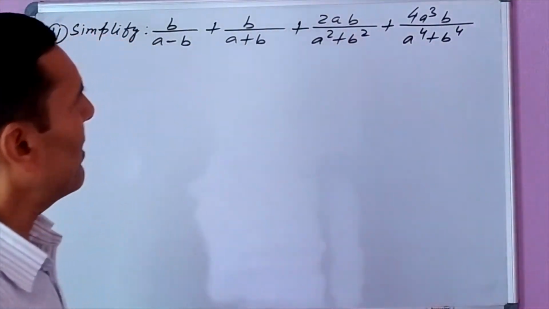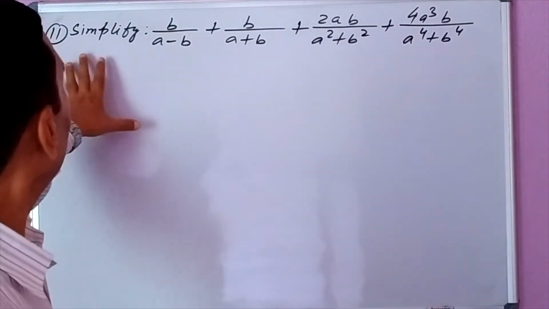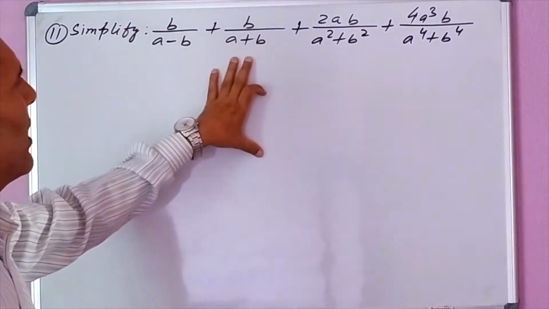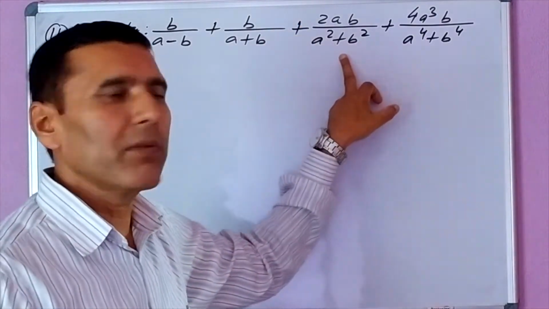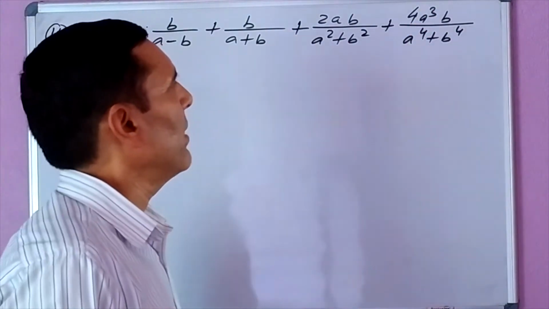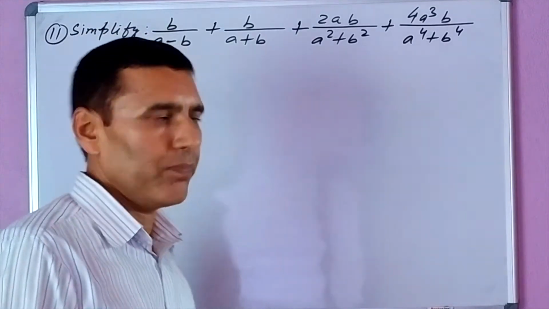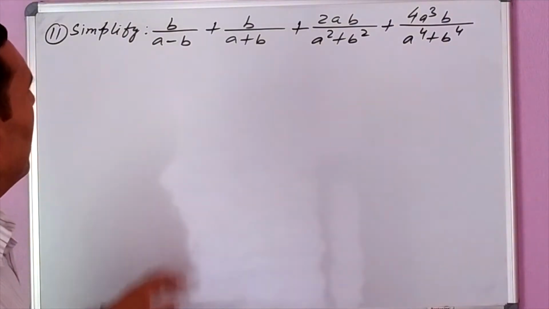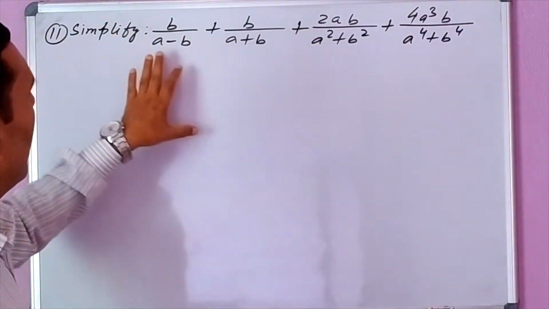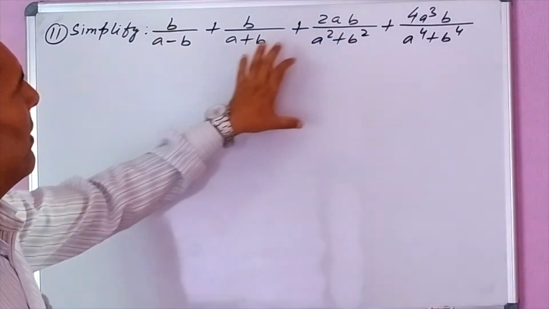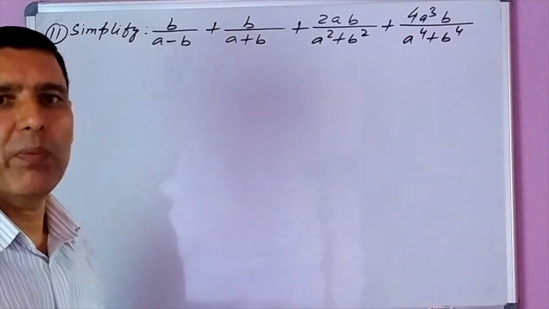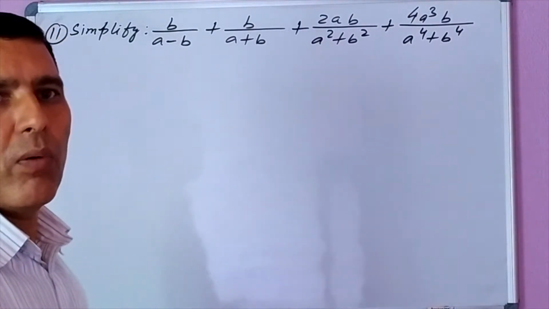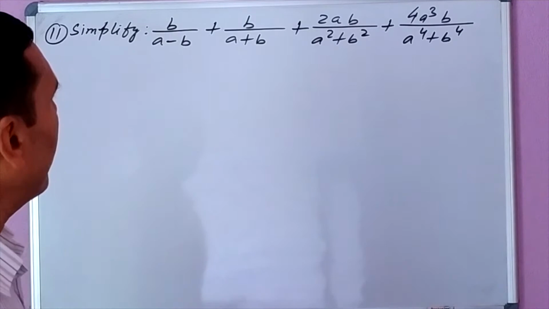Here we have another question for simplification. Question number 11. There are 4 terms: b upon a minus b plus b upon a plus b plus 2ab upon a square plus b square plus 4a cube b upon a power 4 plus b power 4. So how do we simplify this rational expression? If you observe the denominators a minus b, a plus b, a square plus b square, a power 4 plus b power 4, we do not take the LCM at a time, it will be too long and very difficult for us to multiply.